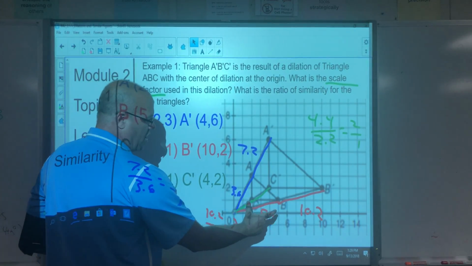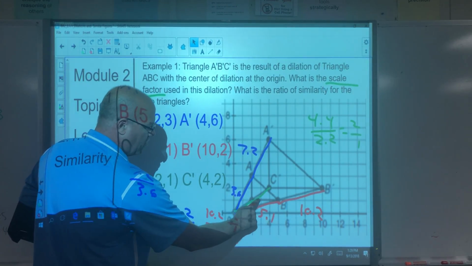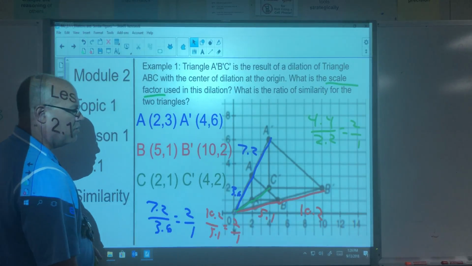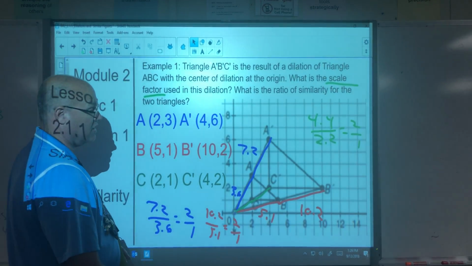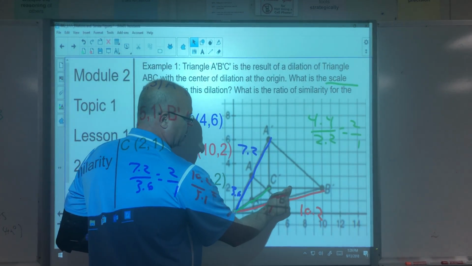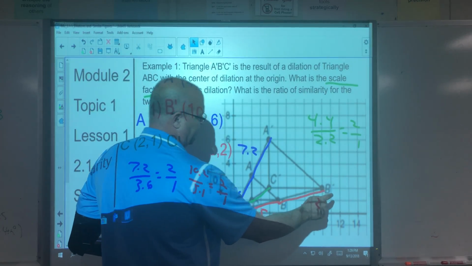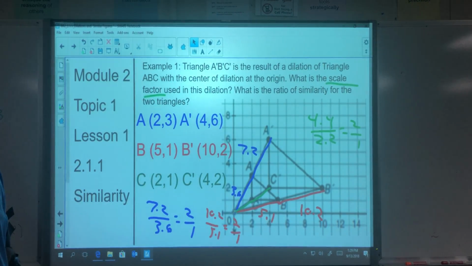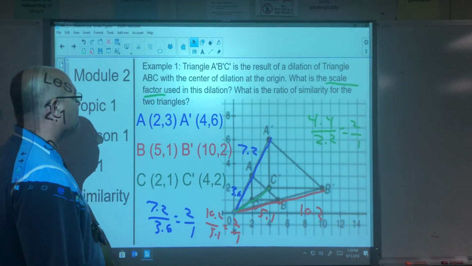Look at the horizontal legs. CB is 1, 2, 3. So what should CB prime be? It should be 6. Let's see. 1, 2, 3, 4, 5, 6. Okay, I'm just going to do the horizontal and vertical ones. Those are easy to count. Obviously, the hypotenuse would have the same relationship as well.